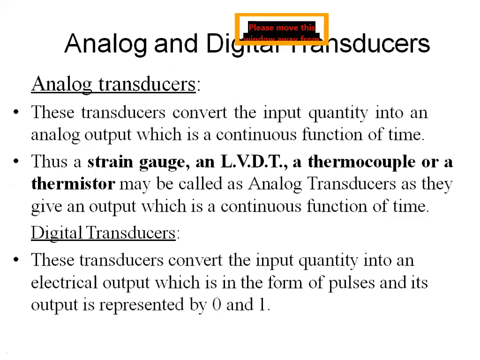Now next is analog and digital transducer. Analog transducers convert the input quantity into an analog output, which is a continuous function with respect to time. Examples are strain gauge, LVDT, thermocouple, thermistor. A number of transducers come under this. Digital transducers convert the input quantity into an electrical quantity in the form of 0 and 1, so you can read it directly.